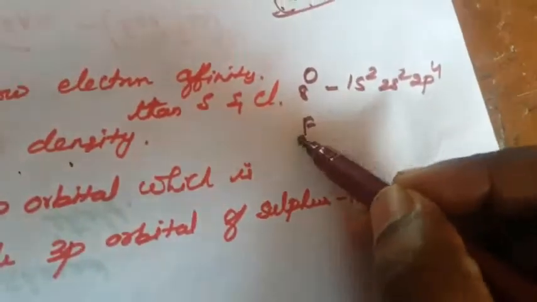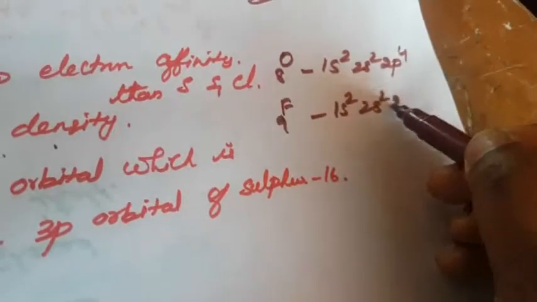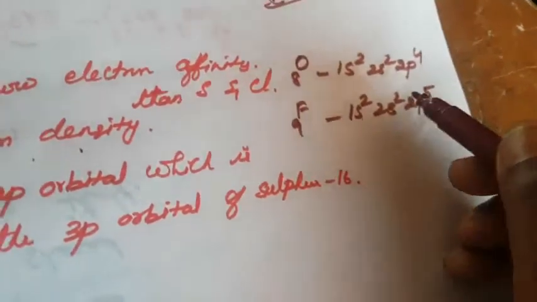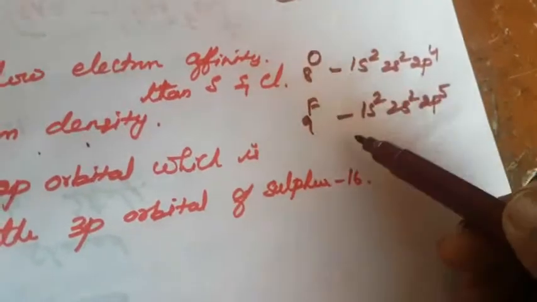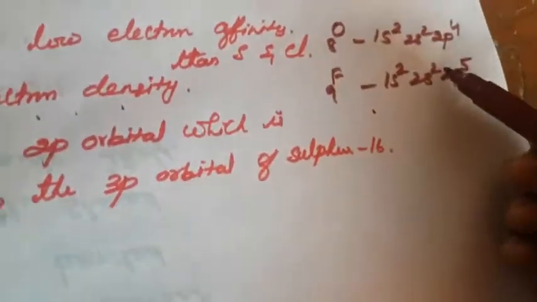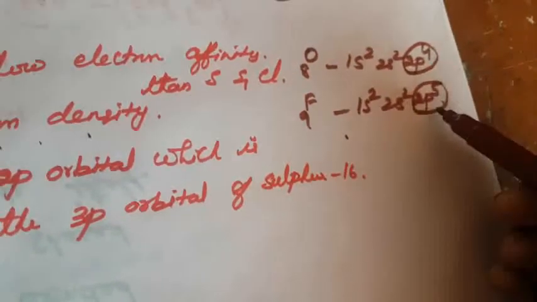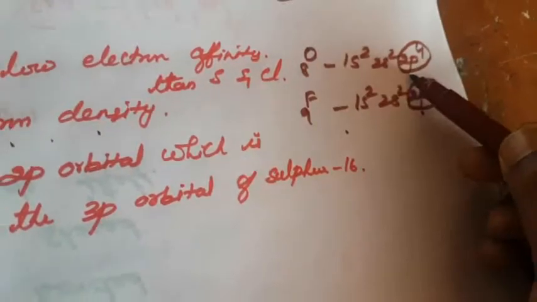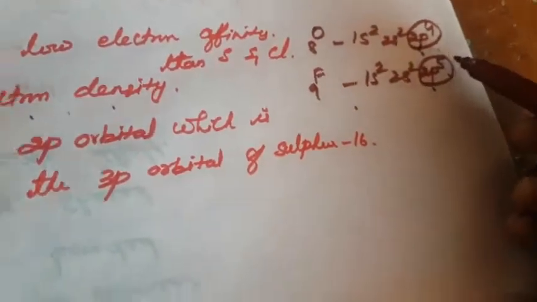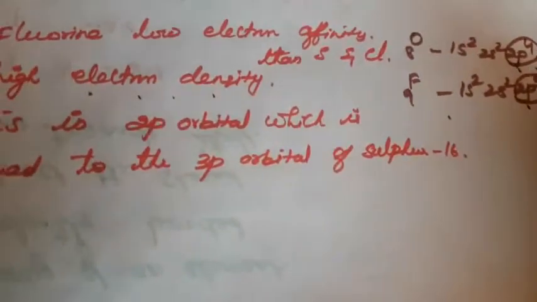Okay, what is the reason? Here I am explaining. First, oxygen. Oxygen atomic number is 8, so 1s2, 2s2, 2p4. Fluorine atomic number is 9, so 1s2, 2s2, 2p5. I already told you the oxygen and fluorine atoms are small in size. So what is the reason? Addition of an electron in the 2p4 orbital, here also the 2p5 orbital. This is relatively small compared to the 3p orbital of sulfur and chlorine.